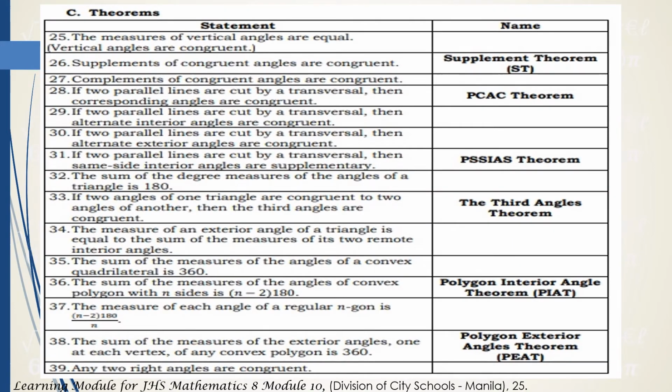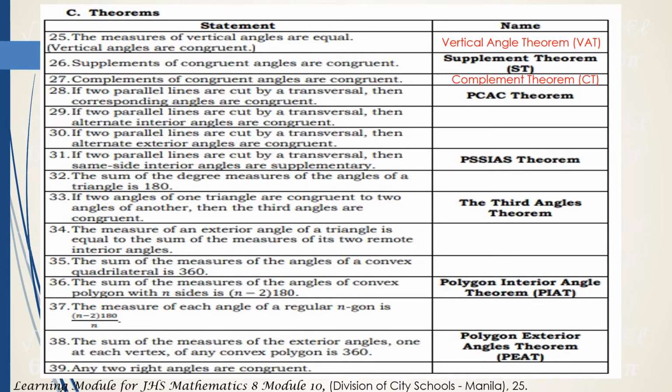Let's have letter C, theorems. Yung theorems, ito yung pwedeng i-prove, no? Pero pwede rin natin silang magamit for reasoning kasi nga, na-prove na naman ito ng mga dati pang mga mathematicians. For number 25, measures of vertical angles are equal, or the vertical angles are congruent, which is considered as the vertical angle theorem, or yung kanyang acronym ay VAT. The supplement theorem also, which is the ST. The complement theorem or the CT. We have the PCAC theorem.